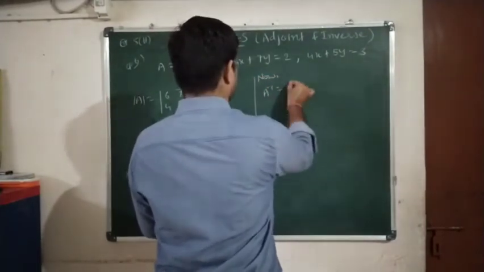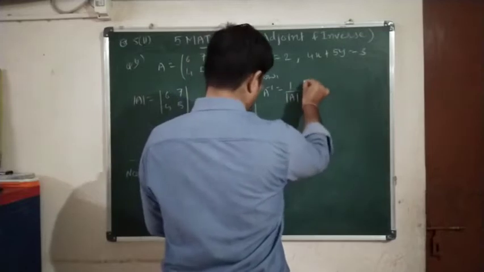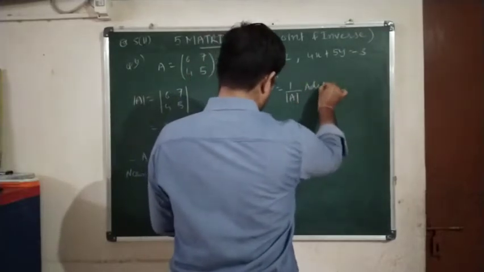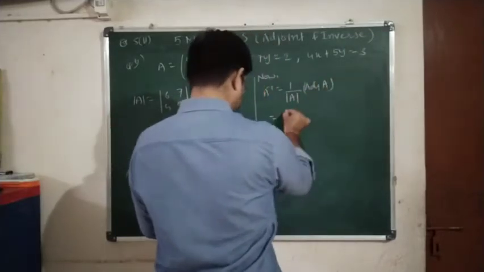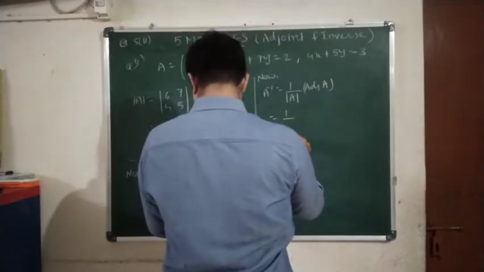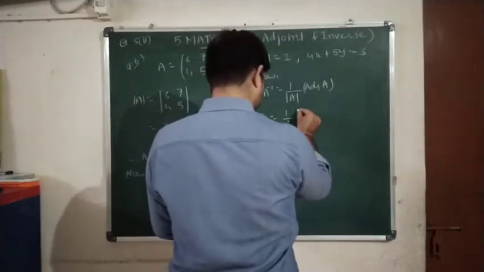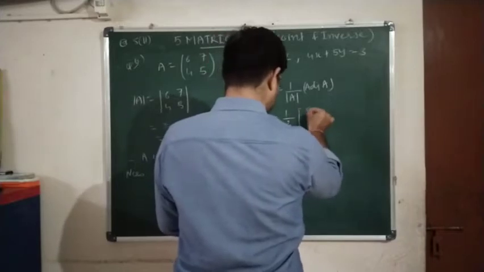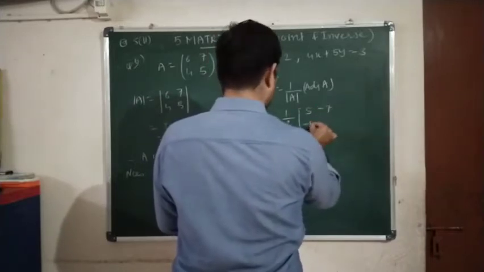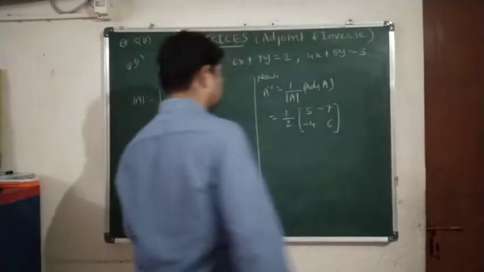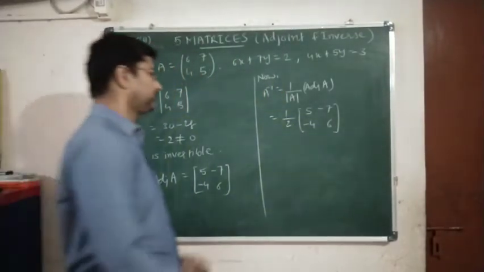Now let us find out A inverse. A inverse is equals to 1 upon determinant of A into adjoint of A, which is equal to 1 upon 2 into matrix 5, minus 7, minus 4, 6. So this is A inverse.